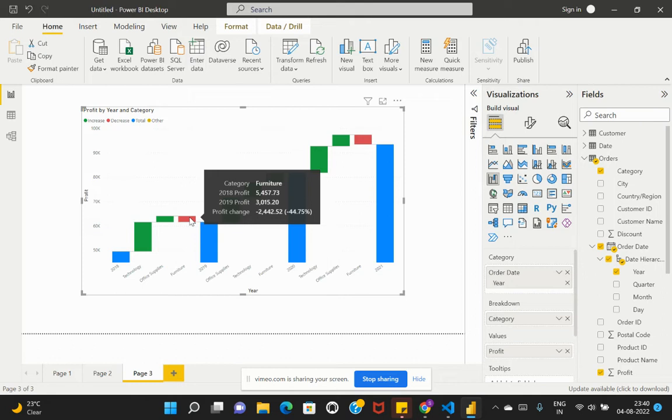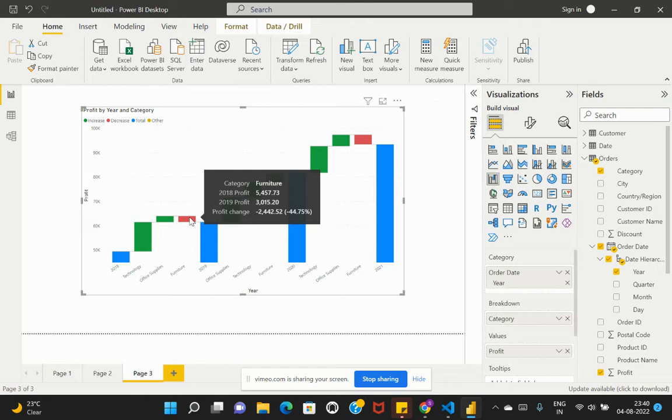As you hover the cursor on your furniture category data, you see this information listed as the name of the category and the values of the corresponding years, like 2018 profit and 2019 profit. Here you could observe that when compared to 2018 profit, in 2019 there is a decrease in the overall profit, and therefore the profit change is observed to be a loss of 44.75%, which is a tremendous amount of loss.